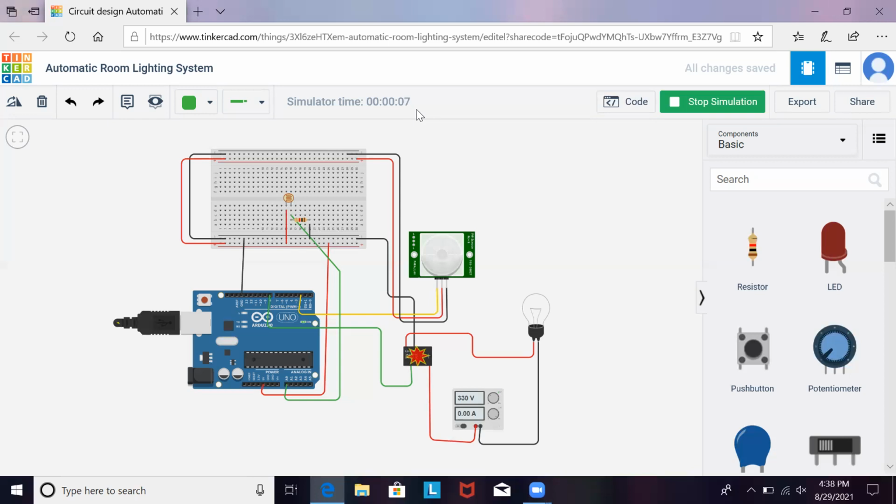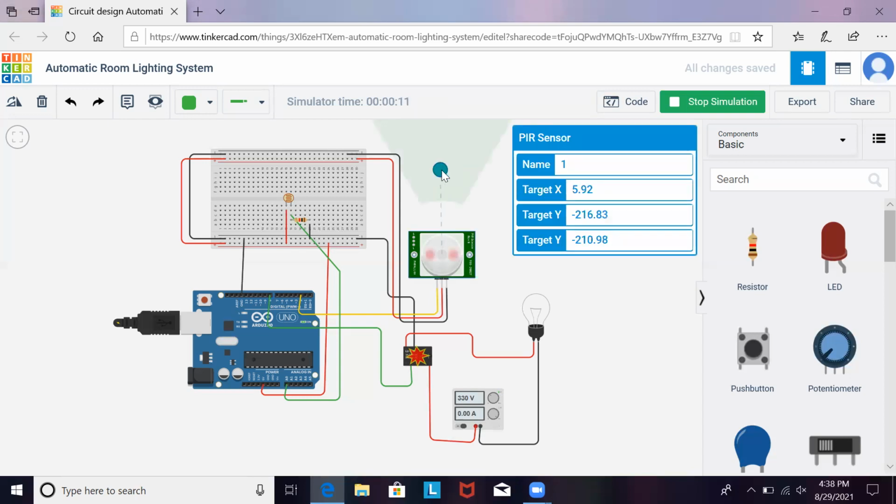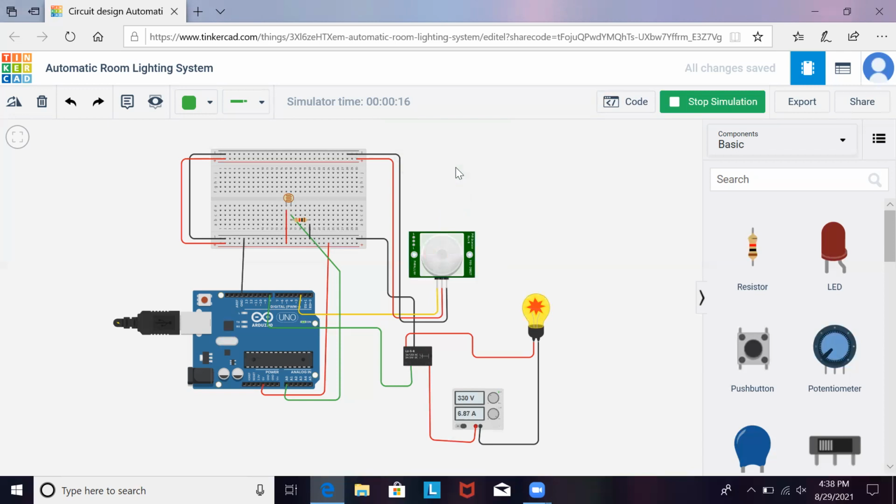When the PIR sensor detects the presence of a human, it will activate. When the PIR sensor is activated, you can see the light glows. When the PIR sensor does not detect any human, the light turns off. This is all about our project.